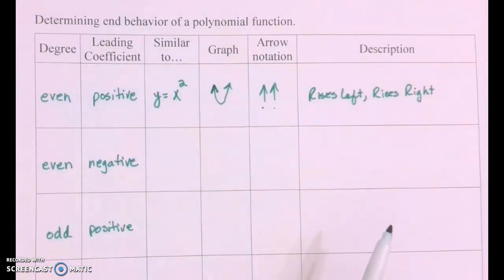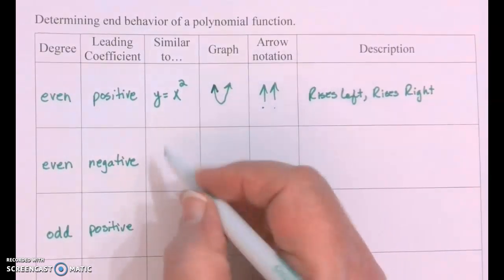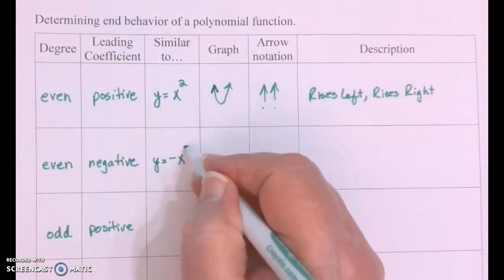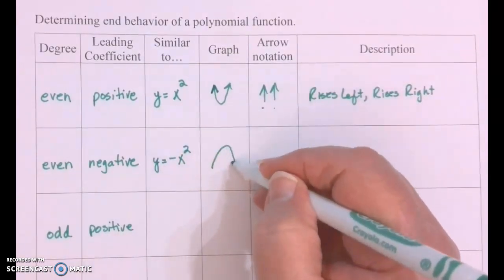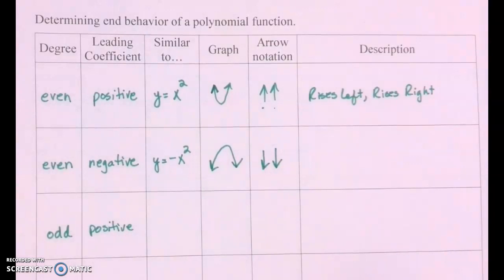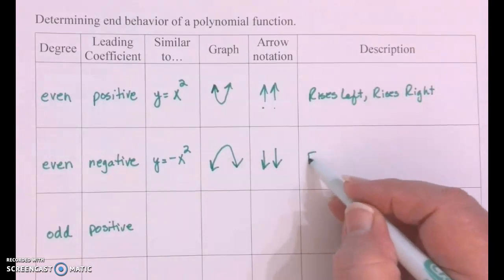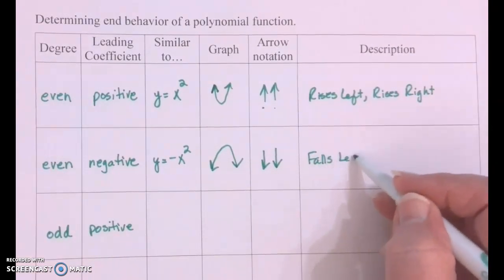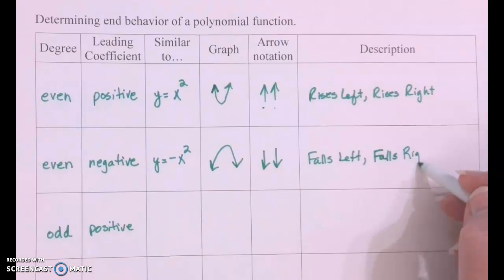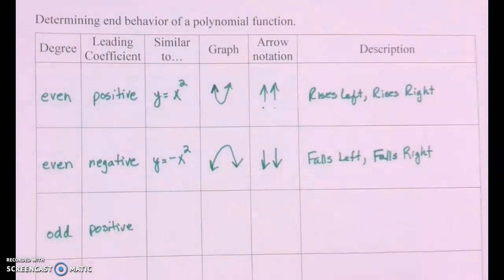Rises left, rises right. If it's negative, then that looks like our y equals negative x squared. And we know that's going to be a parabola that opens down. So I would say both ends down, both tails down. And as we look at the left side of the graph, well, it falls on the left side, going to negative infinity. And it also falls towards negative infinity on the right side. So that is referred to as falls left, falls right.